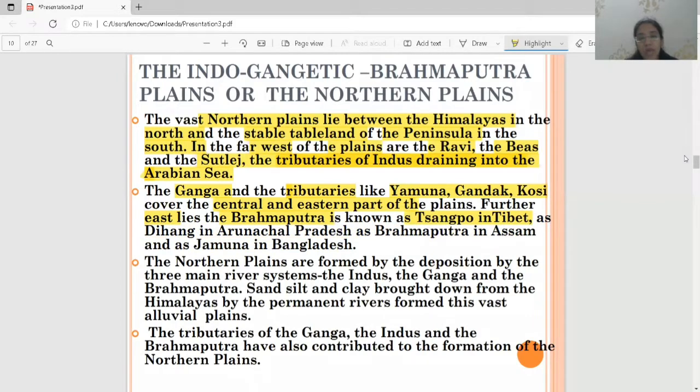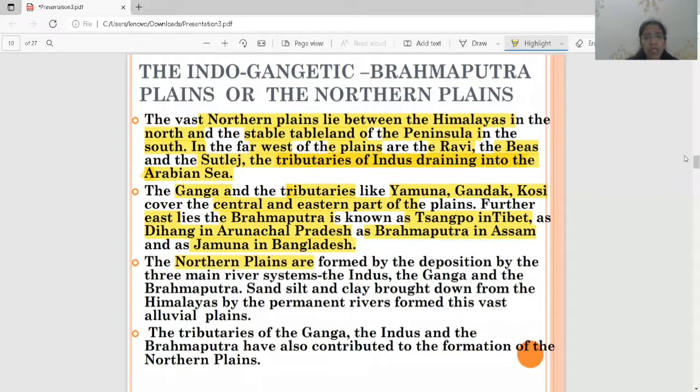What is Brahmaputra known as in Tibet? The Sangpo. It is known as Dihang in Arunachal Pradesh. Brahmaputra's name is Dihang in Arunachal Pradesh. Brahmaputra is known as Brahmaputra only in Assam, underline, and it is known as Jamuna in Bangladesh.